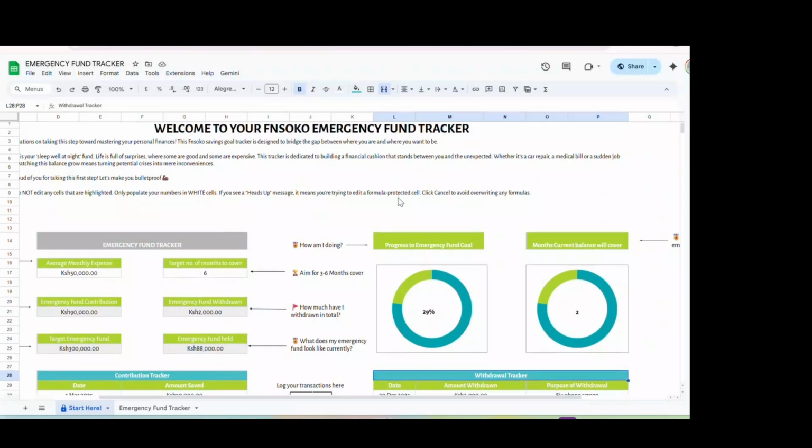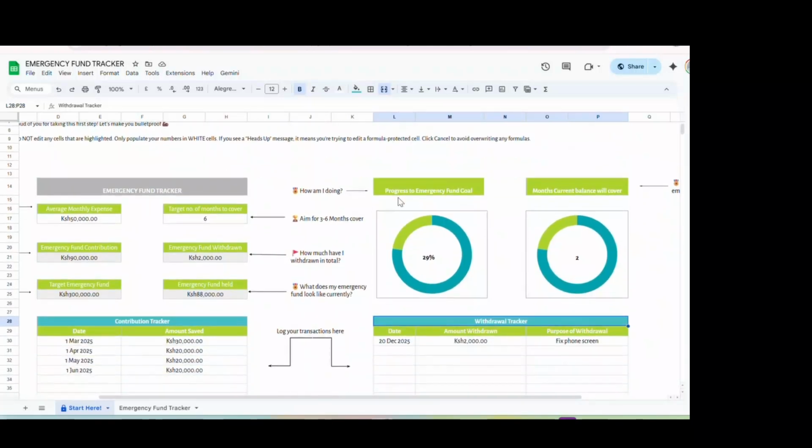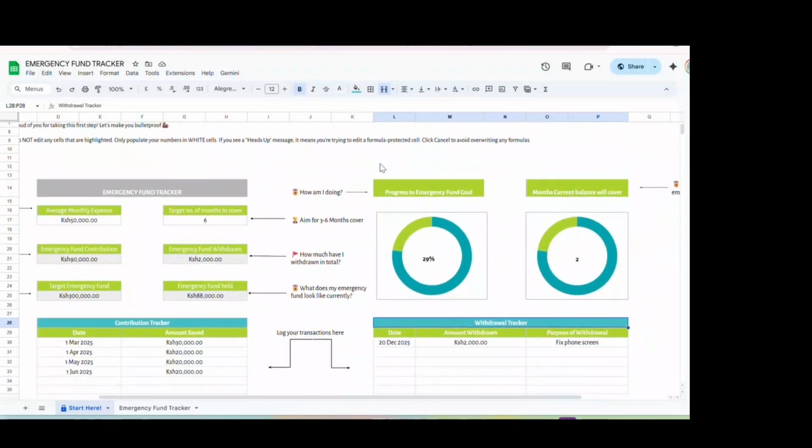So this is just a guide on how to use this tracker. Number one, you'll find the start page, which shows basically how to use this tracker. There are only 4 places that you will need to fill: the average monthly expense and the target number of months to cover, contribution tracker, and withdrawal tracker.